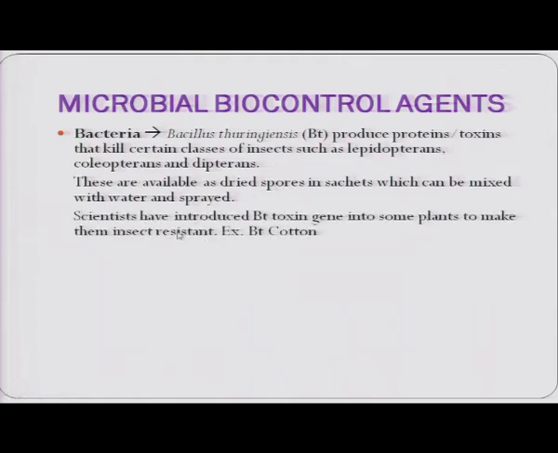And recently, not recently, but quite recently, the scientists have introduced Bt toxin gene into some plants as well, and these kind of plants in which the gene has been altered is known as genetically modified plant. So, genetically modified plants have been obtained by inserting the Bt toxin gene. The most common example is the Bt cotton.